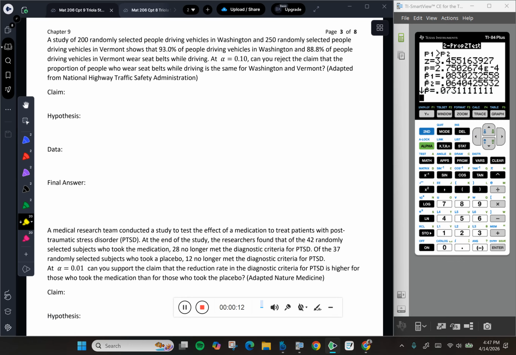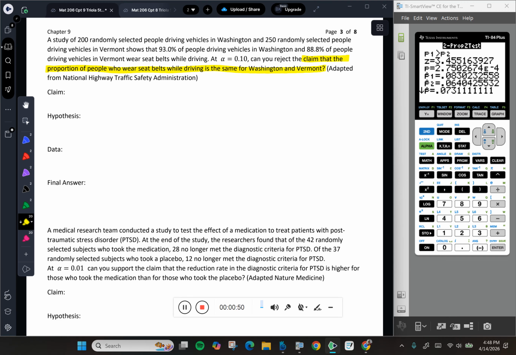A study of 200 randomly selected people driving vehicles in Washington and 250 randomly selected people driving vehicles in Vermont shows that 93% of people driving vehicles in Washington and 88.8% of people driving vehicles in Vermont wear seatbelts while driving. Oh, another seatbelt problem. At a significance level of 0.10, alpha equals 0.10, can you reject the claim that the proportion of people who wear seatbelts while driving is the same? So there's our claim. This is very, very similar to the first one.